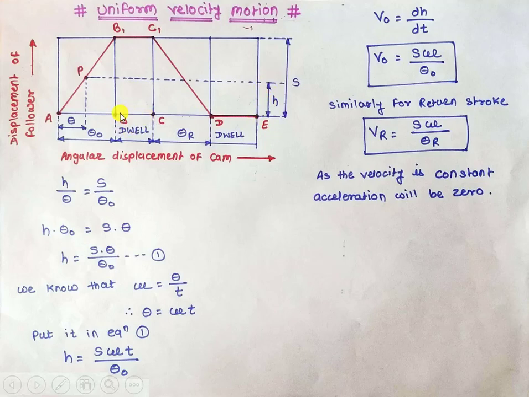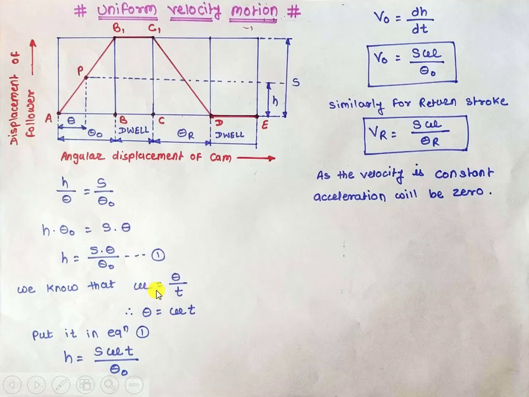For follower travel h, the angular displacement is theta, and for follower travel s, the angular displacement is theta O. Now taking this proportion, h upon theta is equal to s upon theta O. So h multiplied by theta O is equal to s multiplied by theta. Now rearrange the terms: h is equal to s theta divided by theta O. Label it as equation number 1.